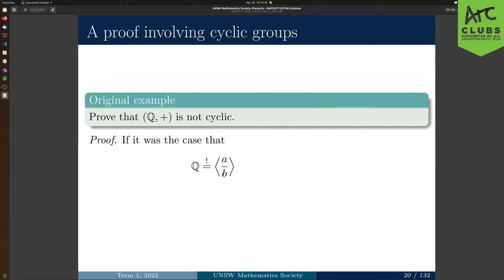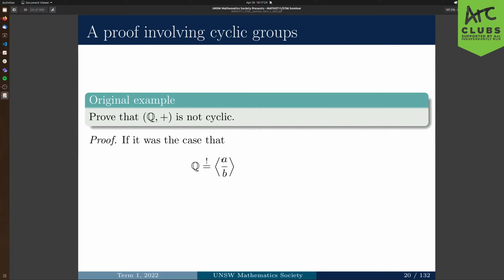It doesn't have just a single element as a generator. The intuition behind this is that I want to find some rational number which is not in this set. If I can't find such an element, then it has to be the case that this is at least a superset of Q. But all I'm interested in is looking for something that's in Q, but not in this generated group on the right-hand side.